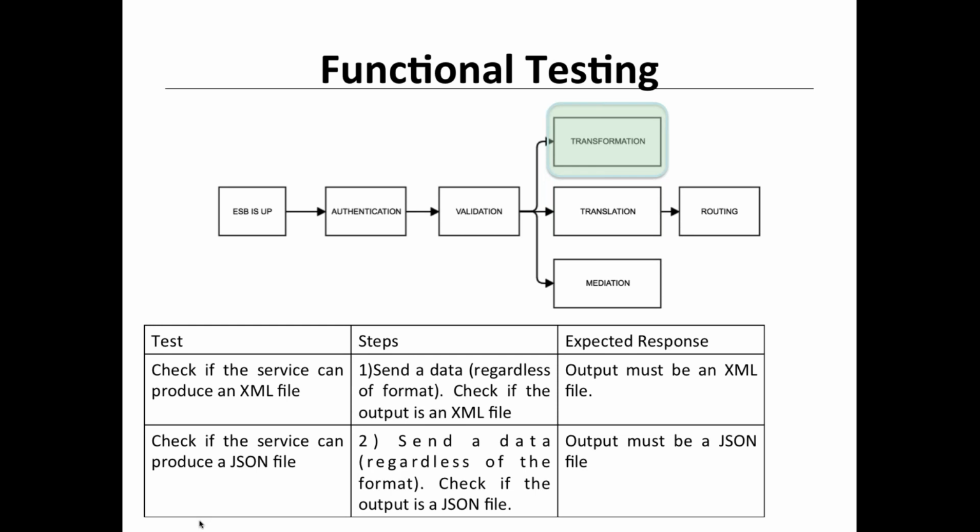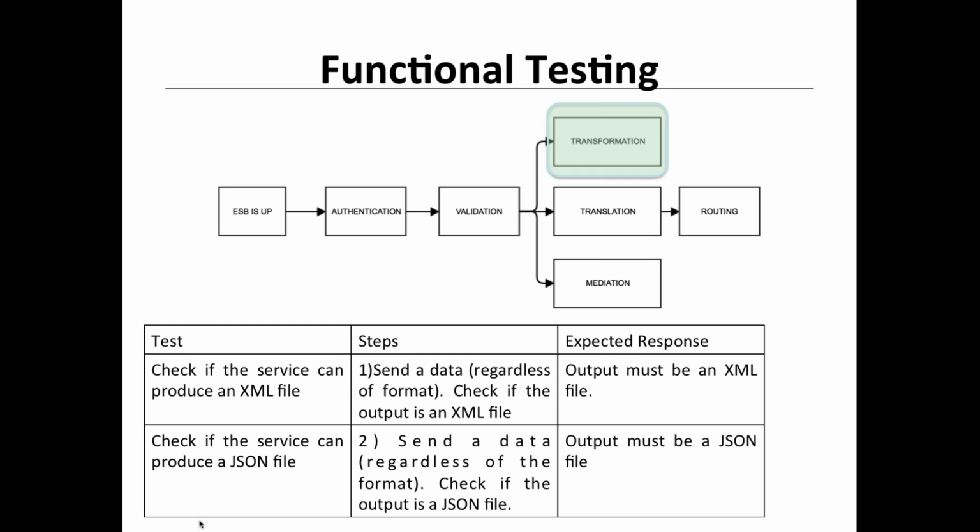Next, we also check the transformation of data. In checking for the transformation of data, we want to check if the service can produce an XML file or a JSON file, because we wanted to be sure that we can cater to whatever data format is required by the registry. How do we test that? We send the data. In our implementation, we considered JSON, XML, and CSV files. We send the data regardless of the format, and we check if the output is an XML file, which means the ESB can produce an XML file.